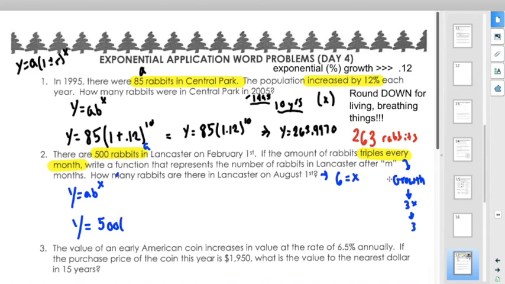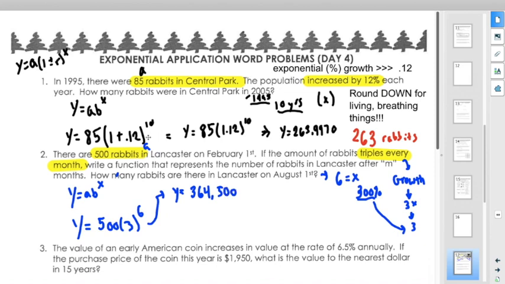Now again, if it triples every month, that's like a 300% increase, right? 300% increase. And again, 300% as a decimal is 3. So that's my B. 500 times 3 to the X, which we found out to be 6. Straight into the calculator as you see it, and it would give you an answer of 364,500.